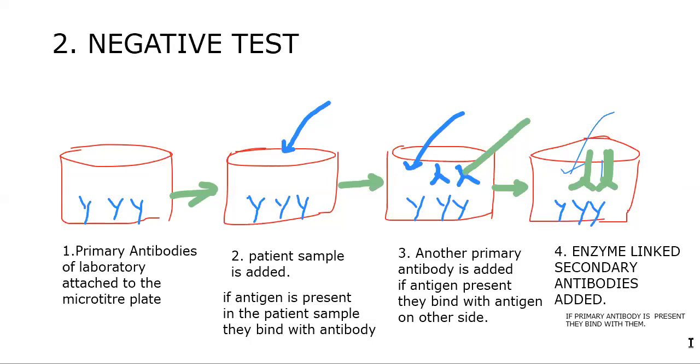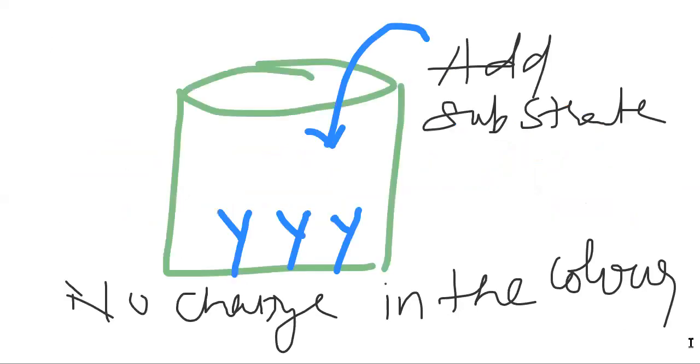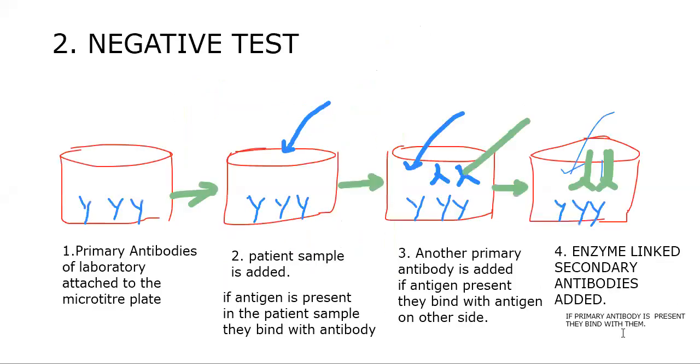But finally, this will be the result. When we add substrate, there is no change in color. Why is there no change in color? We say the enzyme linked secondary antibody is not there. It means primary antibody is not there. It means there is no antigen. That means the test is declared as negative.